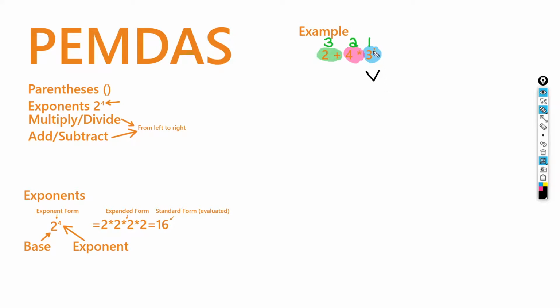So if we do that, we have 3 squared, expanded form. That's going to be 3 times 3, which we all know equals 9. So I'm going to evaluate that down to 9. I still have this times 4 here, and I still need to add 2 at the end. So now if I look at my steps that I have here, I still have this multiplication that I need to do, and then I need to add, which is my green color.